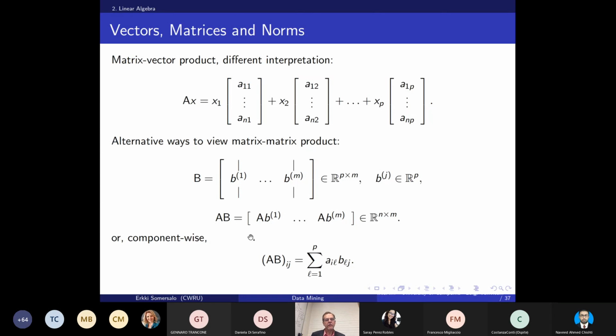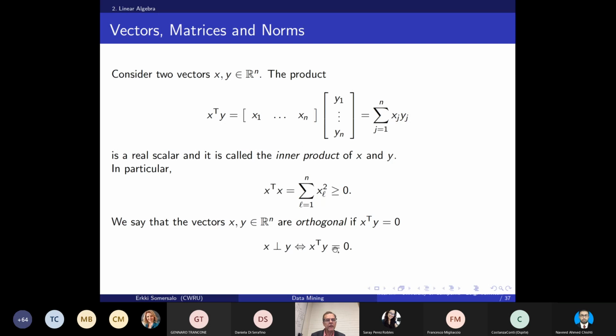And we can write this in component-wise fashion. AB is a matrix whose ijth component is the sum of the products A_il times B_lj. The summation runs over the index l, which is the inner index. If you take these A components and B components, the components which are next to each other have to be the same, and then you are summing over those components. So, standard definition, nothing new.